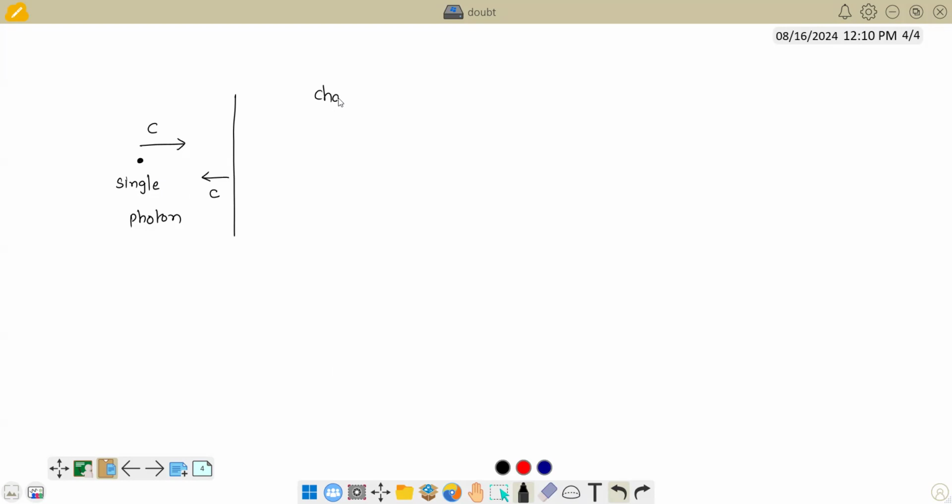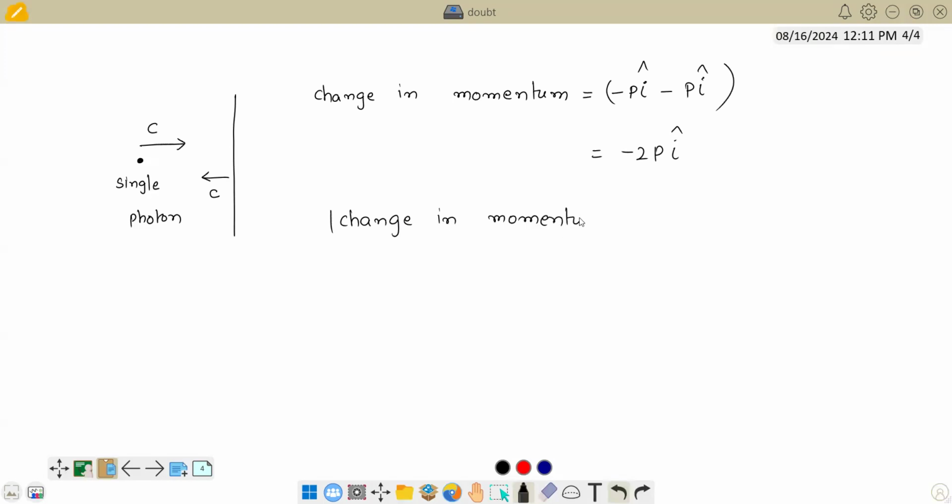So we know change in momentum is simply, let us say this is positive p into i cap. Finally it is minus p into i cap, and originally it is p into i cap. So you will get minus 2p into i cap. For now, you will only take the magnitude. So the magnitude of change in momentum is 2 into P. Here, P represents the momentum of the photon.